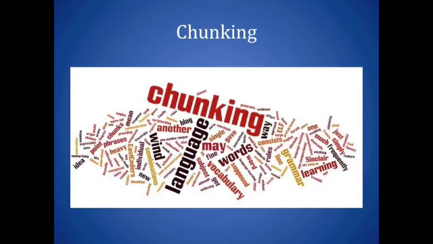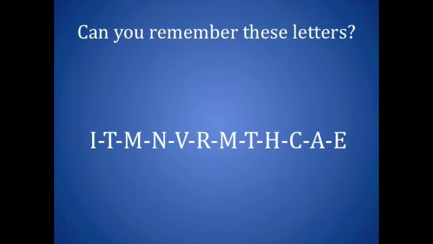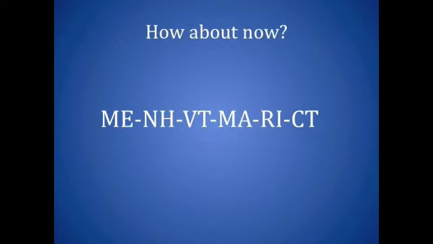Chunking. Chunking is a way that we use our brains to hold more information. With chunking, we can remember a set of many pieces of data by organizing it as one piece of data. For example, remembering the letters I, T, M, N, V, R, M, T, H, C, A, E is difficult. If you rearrange the letters, they are easier to remember as the abbreviations of the 6 New England states.